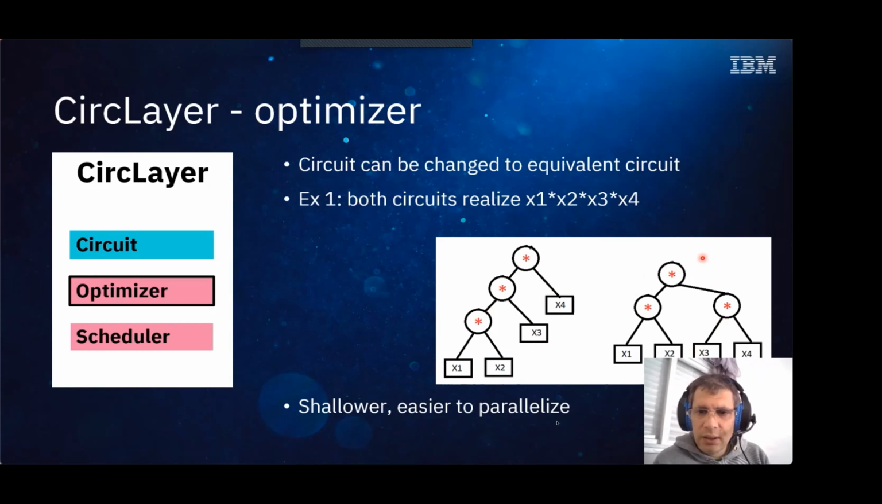But the circuit on the right is shallower, and that means that it is easier to parallelize. So, for example, this gate here can be computed at the same time with this gate. With FHE, there are other advantages to having a shallower circuit coming from the specifics of FHE, but in general, shallower circuits are better also in hardware.